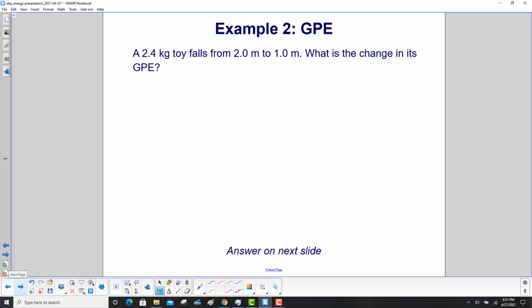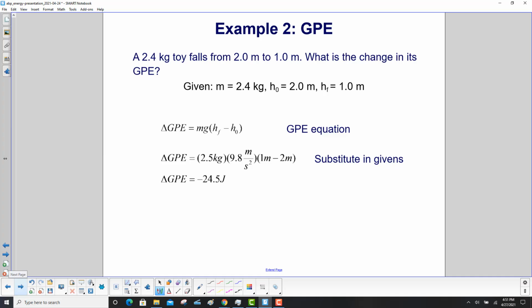Now we'll have an object falling, getting closer to the ground. We have a 2.4 kilogram toy falling from 2 meters to 1 meter. What is its change in GPE? We have our givens here. Here's the mass, here's the initial height, final height.